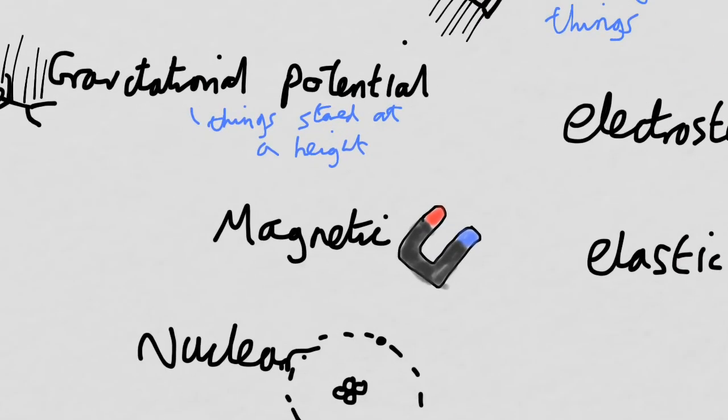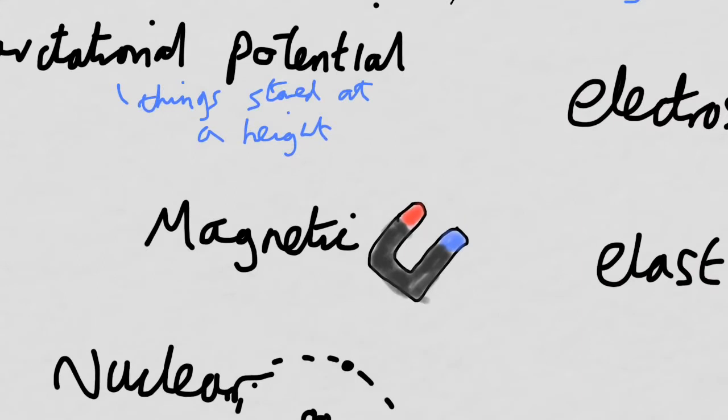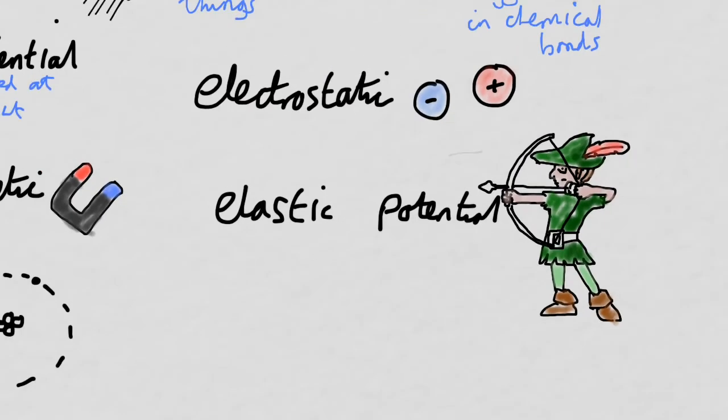That's electrostatic. We've got magnetic, which is pretty much similar to electrostatic. If you've got two magnets that are near each other, they'll want to be attracted to each other. If you pull them apart, then you're going to store some energy by doing that.